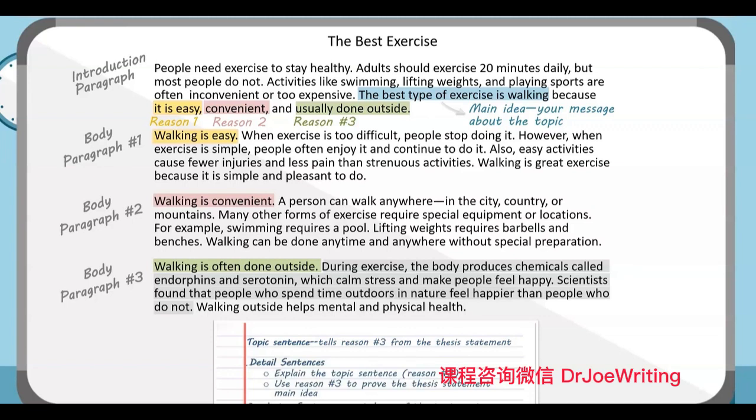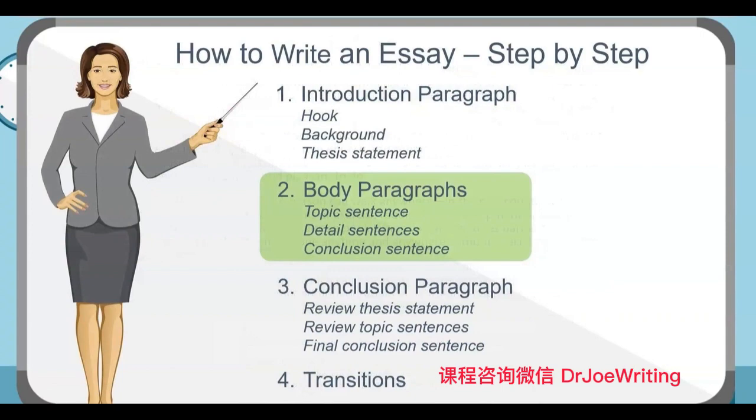The last sentence in body paragraph 3 is a conclusion sentence. This sentence reminds us of the topic sentence. Walking outside helps mental and physical health. Do you see how that sentence is similar to walking is often done outside? Again, we don't want to repeat the topic sentence exactly. We want a conclusion sentence that reminds us of it. We have finished with part 2 on body paragraphs, and next is part 3, how to write the conclusion paragraph of an essay.